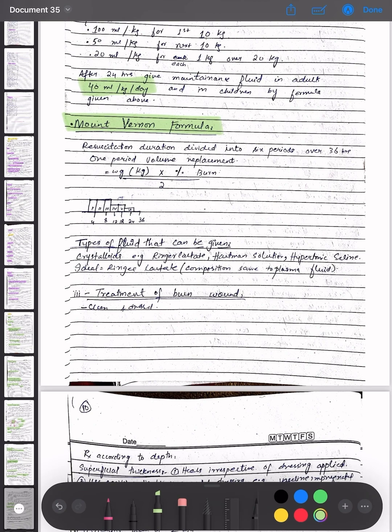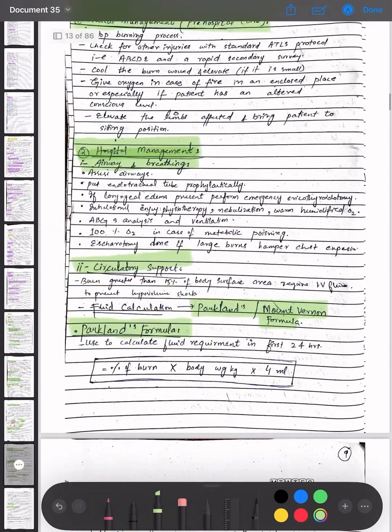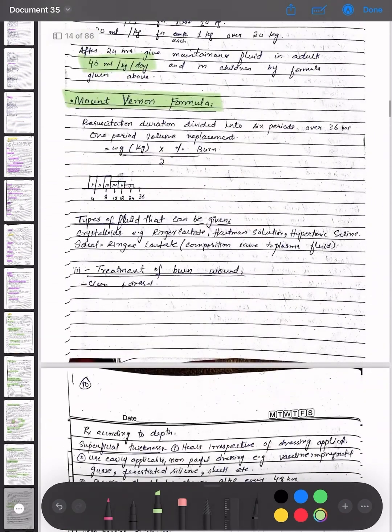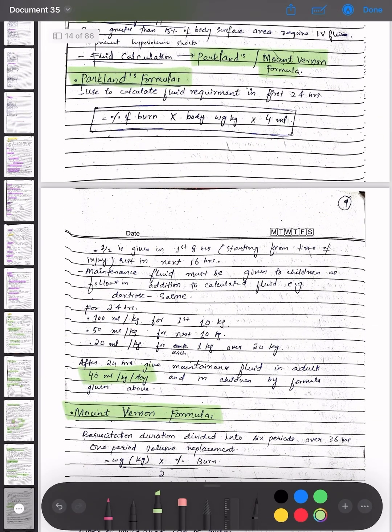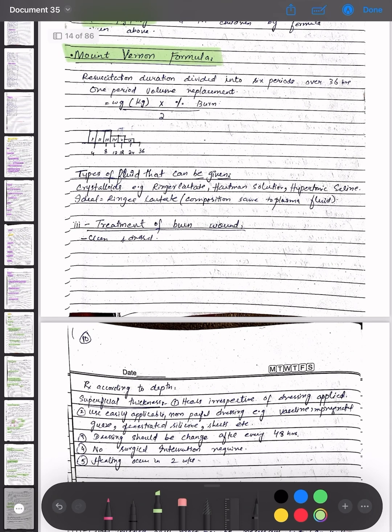So we have to assess the extent: we have Wallace's rule of 9 and the Lund and Browder chart, and for the assessment of the amount of fluid we have Parkland's formula and the Mount Vernon formula. The Parkland formula is percent of burn times body weight in kgs multiplied by 4 ml, and the Mount Vernon formula is weight in kgs multiplied by percent of burn divided by 2. Okay, now coming towards the types of fluid that can be given.